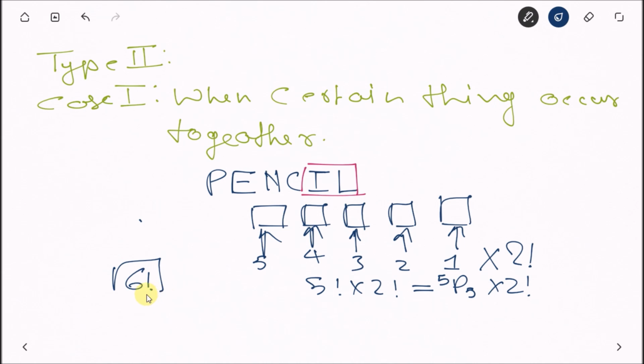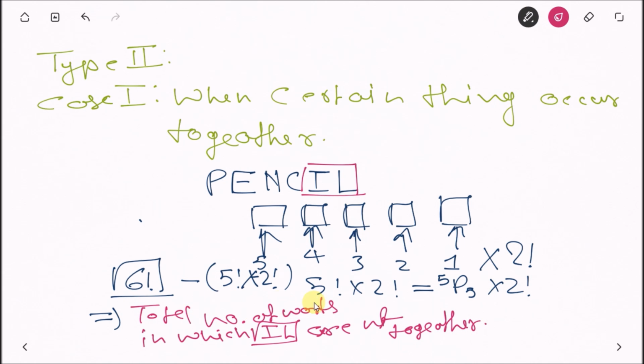And if you subtract 5 factorial into 2 factorial, then we will count the words in which I and L are not together, right? Because 6 factorial is the total number of words, and 5 factorial into 2 factorial is the number of words in which they are together. So this is the total number of words in which I and L are not together. So it's very simple.